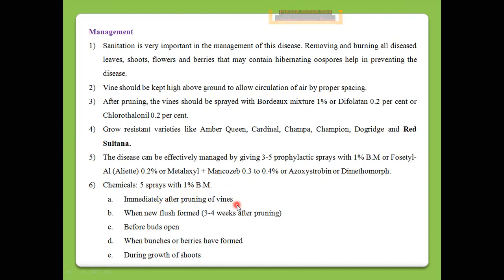Use the Bordeaux mixture at 1% on grapevines immediately after pruning of the vines. This is the first stage. Then the second stage, when new flowers form. Then the third stage should be done at bud opening. Then the fourth, when bunches or berries have formed or during the growth of the shoots, because the downy mildew fungus infects grapevines at various growth stages of the grape.